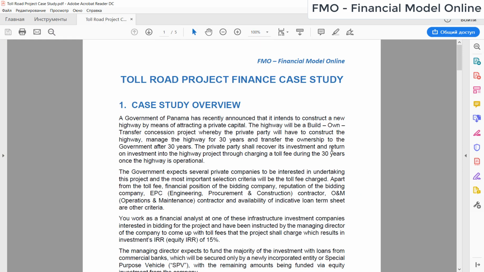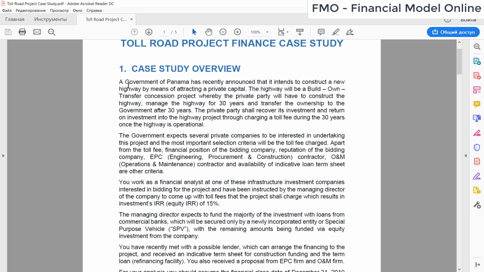So you can download and read the toll road project finance case study document. Here we're gonna go over this document briefly. And what the case study says is that the government of Panama wants to build a new highway, and they want to attract private capital to do that. So it's going to be a build, own, transfer concession project. And for those who are not familiar with project finance terms, please refer to the project finance theory lectures where we go over these items at length and in detail.